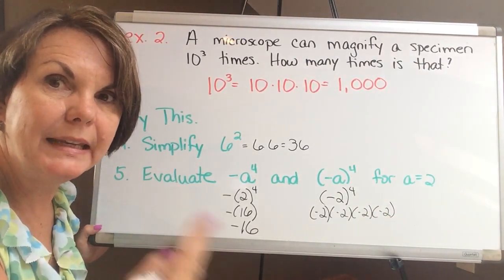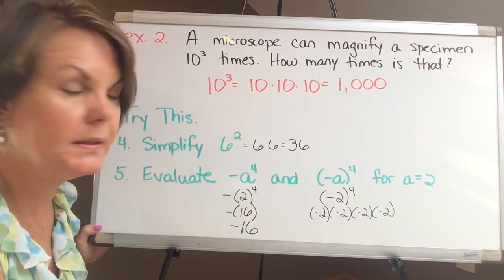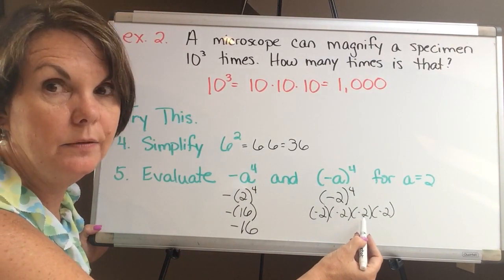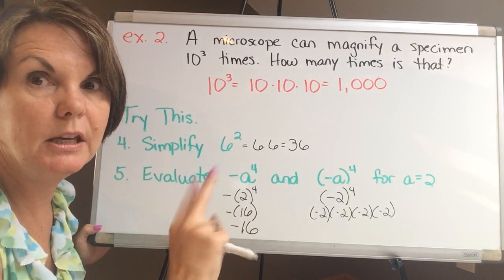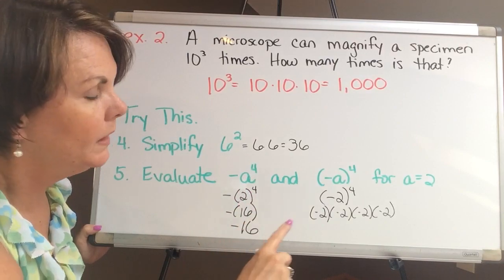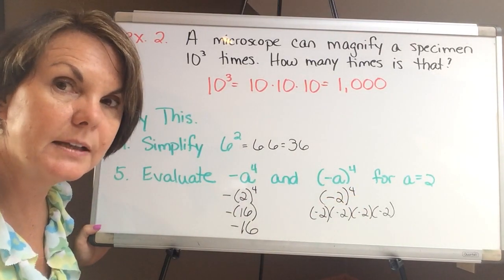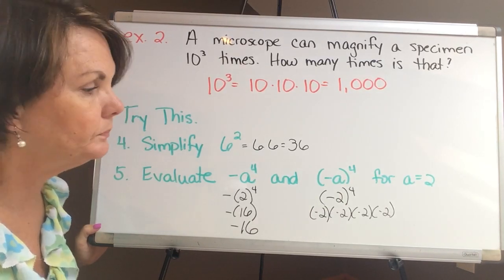So when I have a negative to an even exponent, my answer is positive, because a negative times a negative is a positive, times a negative would be a negative, and a negative times a negative is a positive. So it keeps flipping back and forth. So a shortcut is a negative to an even exponent is positive. A negative to an odd exponent is negative.